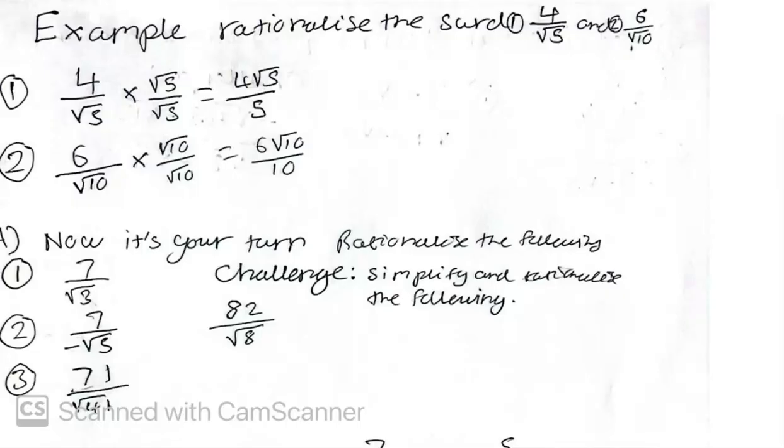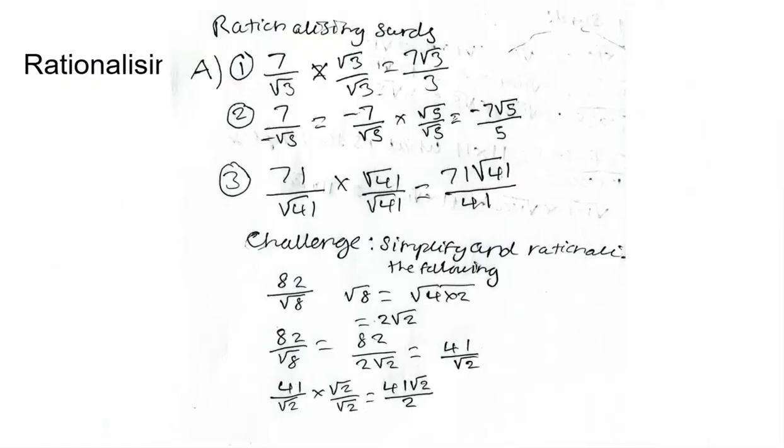Feel free to pause and have a go yourself when we go through the questions in 3, 2, 1. These questions are quite similar to the examples. So we have 7 over root 3 times root 3 over root 3 to get 7 root 3 over 3. And 7 over minus root 3 is the same as minus 7 over root 3. Then 7 over minus root 5 equals minus 7 over root 5, and we get minus 7 root 5 over 5. And the third one is basically exactly the same as the other two, but with more unusual numbers.